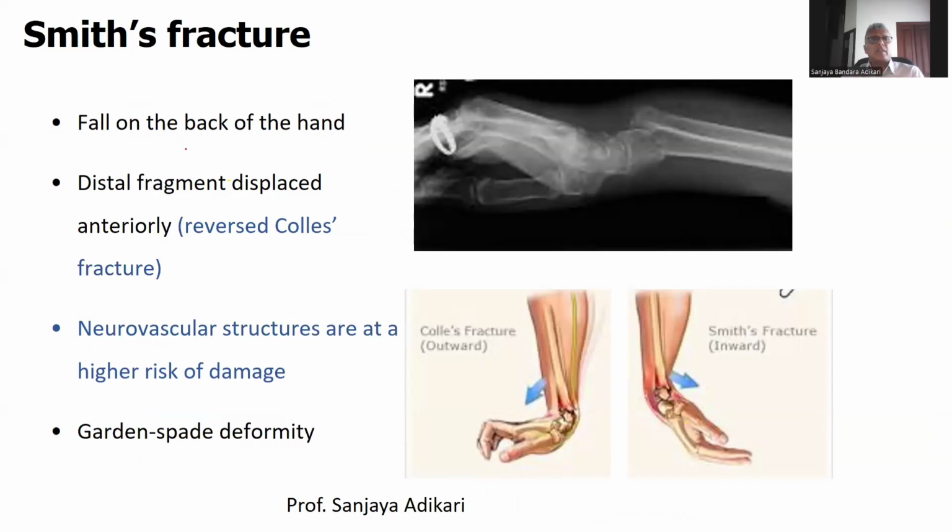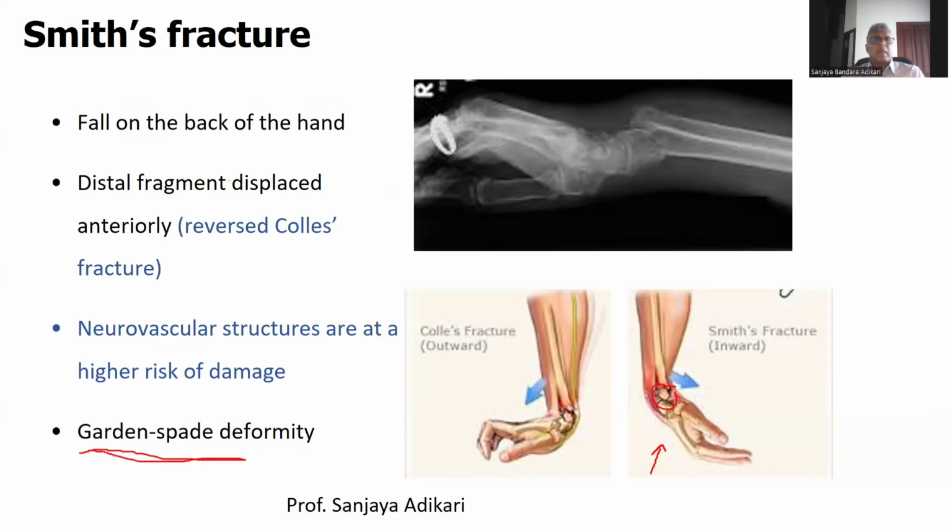But Smith's fracture is the opposite. You can see it here. Smith's fracture is when you fall on the back of the hand, the dorsum of the hand. So you get the distal fragment driven anteriorly, causing, it's not dinner fork, it's garden spade deformity. It's like a garden spade.